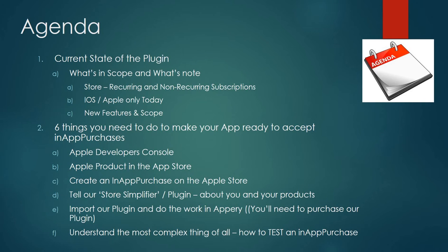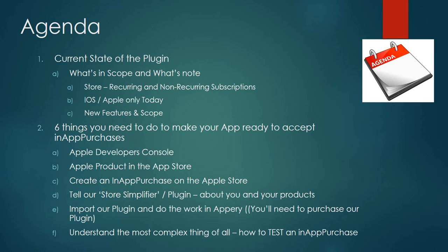In this video series, we're going to handle two high-level things. The first one is the current state of our plugin, what the state of the product is, and how you use it. The second one is the 6 things you're going to need to know to make your app ready to accept in-app purchases if you're using Apperyio.